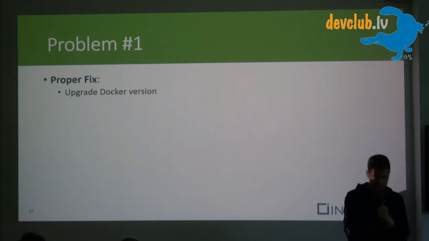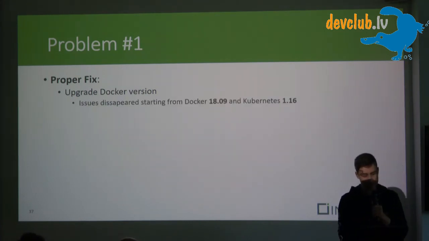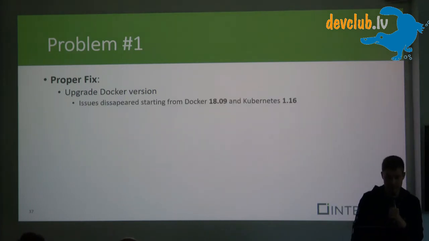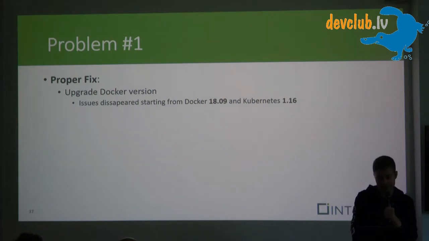And after they released a new version and we upgraded to it, everything started to work normally. And overall, I'd say that from Kubernetes 1.16 and Docker 18.09, everything started to work great in our cluster, and we haven't had any major issues with it.